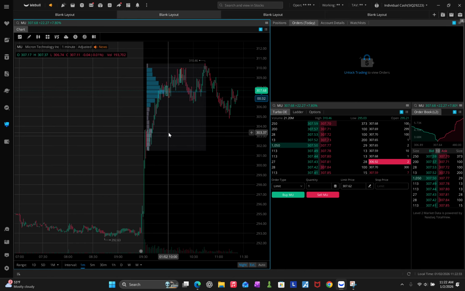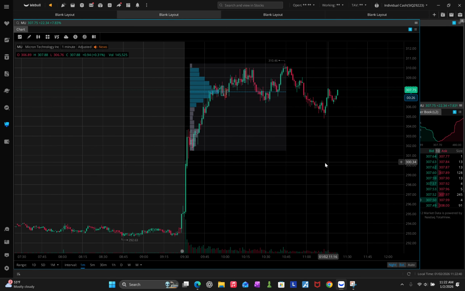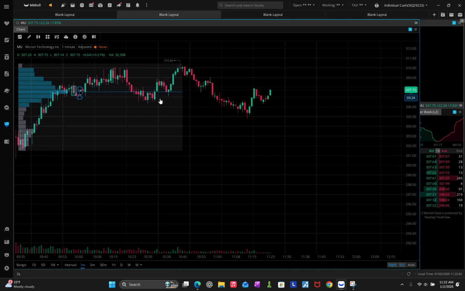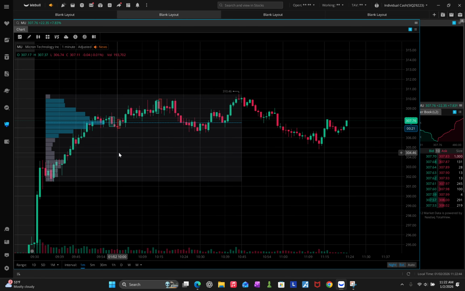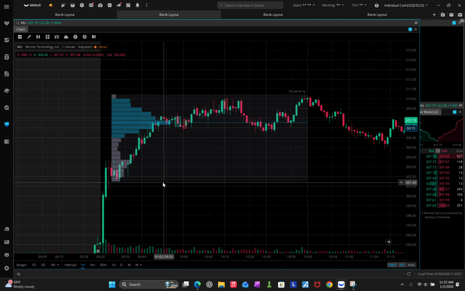So over here we can see MU. This is the stock that I traded today. Now I took two trades on it. I took it at these boxes as I highlighted. This green box is where I shorted it, and this is where I covered. This is where I shorted, and this is where I covered.